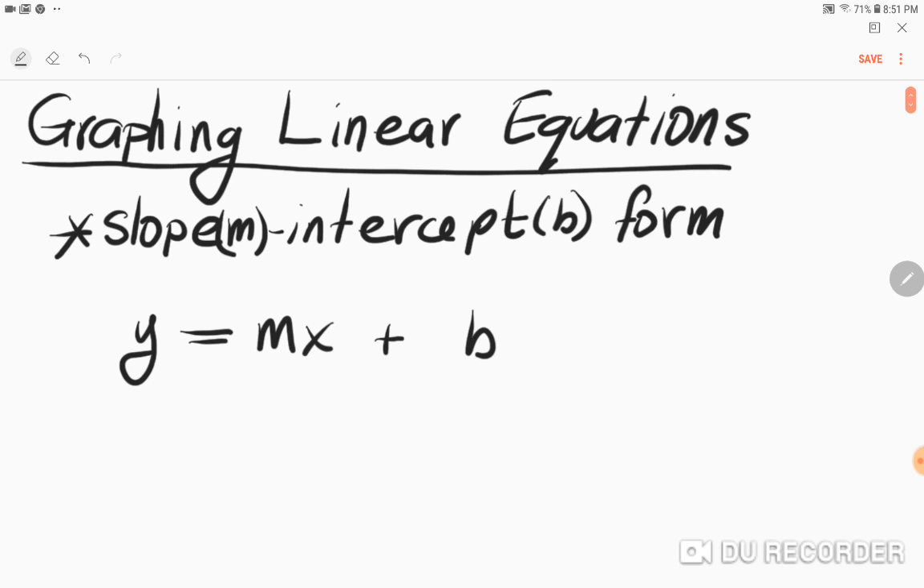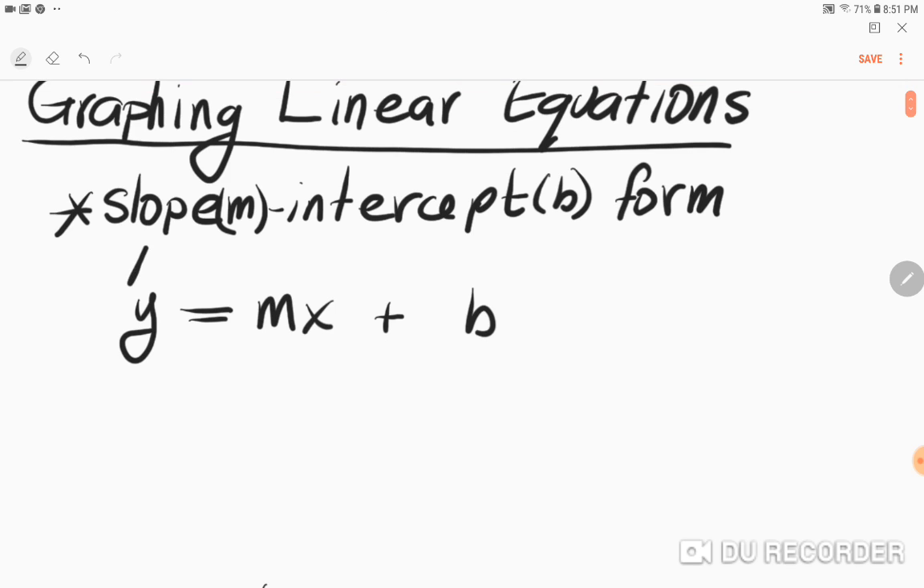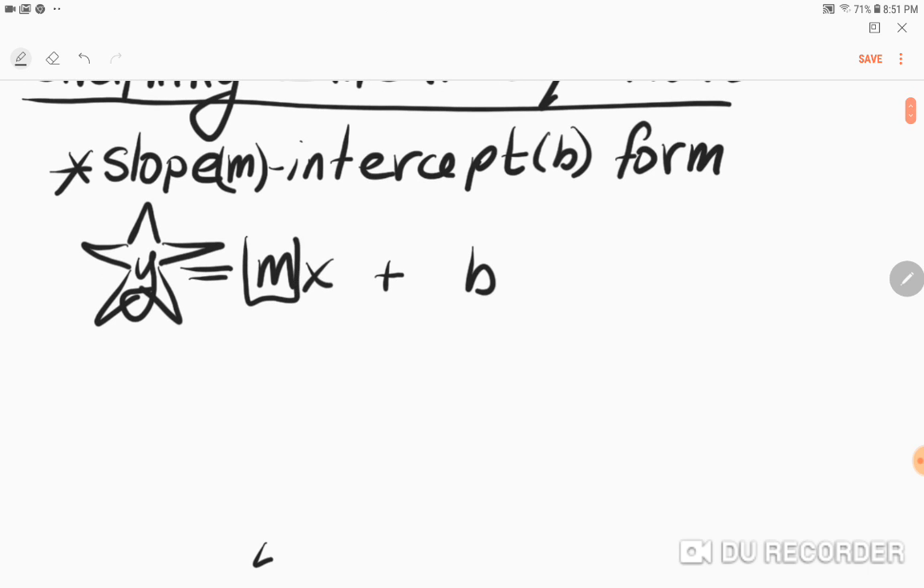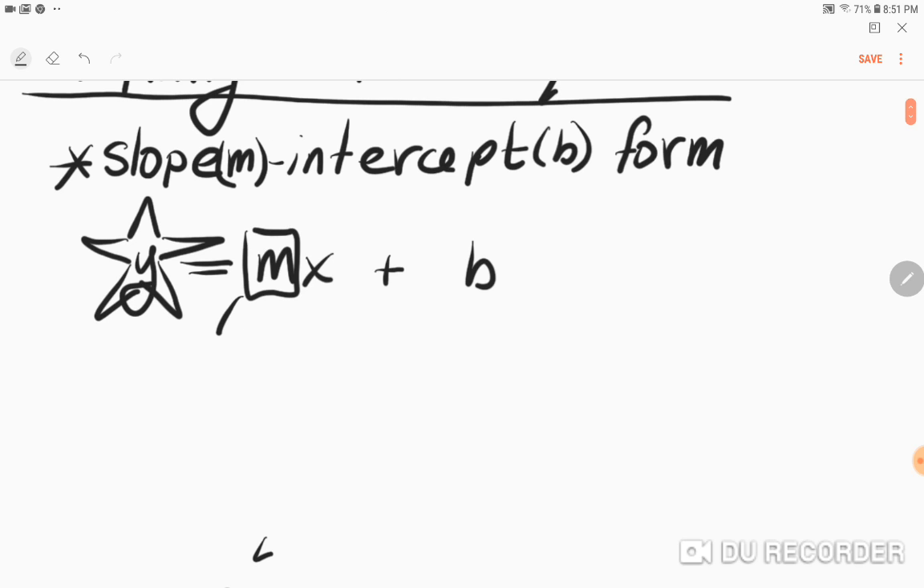When you use this equation, you have to make sure that y is by itself, and you have some problems where it is not by itself. If that's the case, you get it by itself. I'll do some examples like that. Now the m is the slope, and the definition of slope is rise over run.